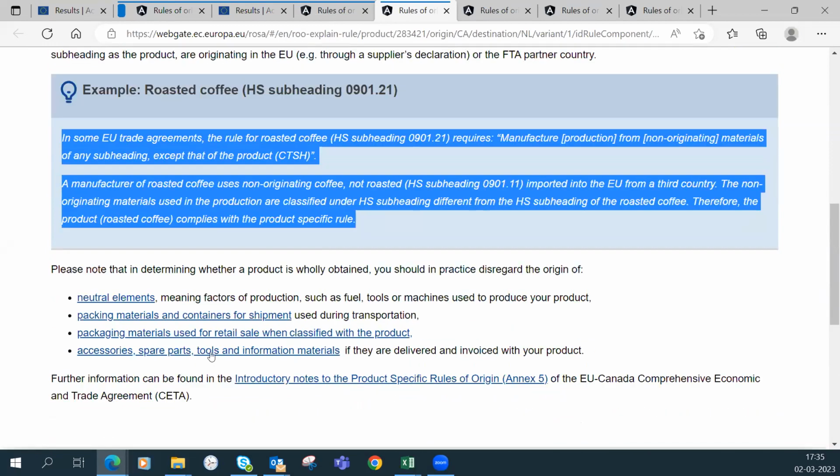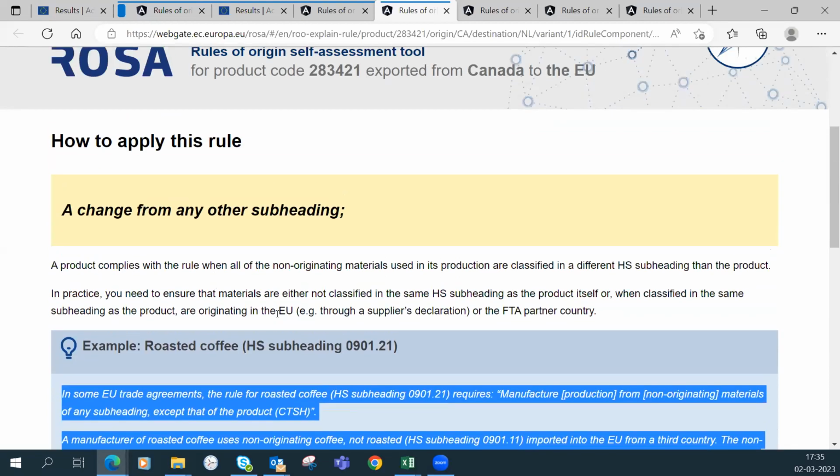The machine also tells you how to consider some elements when you assess if your product is originating. This is related to all the factors of production that I use. Do I have to take them into account or not? What about the packing for retail, packing for shipment, etc.? It's explained there if you have to consider them or not.